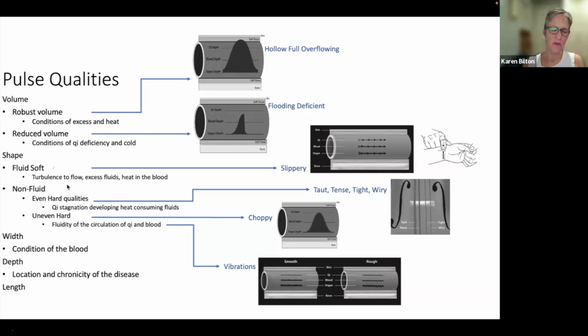So the turbulence can come from a number of things. It can come from excess fluids. It can also come from heat, particularly at the blood depth and in this hollow full overflowing waveform. Often there will be an intensely slippery quality at the blood depth that's not present at the qi or the organ depth. And that's an indication of the heat creating turbulence to the flow of the blood. So that's our slippery quality.